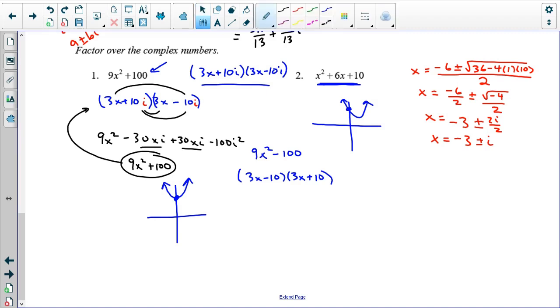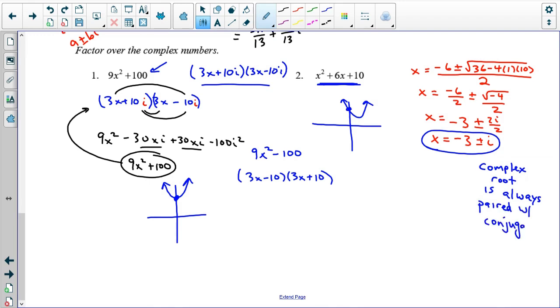Notice that when I get any sort of complex solution or complex root, I always have the complex number and its conjugate. So a complex root is always paired with its conjugate. They always come in pairs if they're roots.